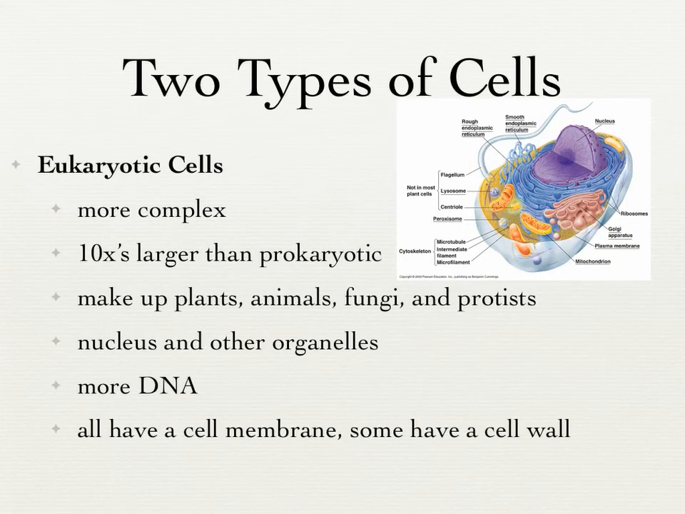All types of eukaryotic cells have a cell membrane, and some even have a cell wall. For example, plants have a cell wall, whereas animal cells don't.